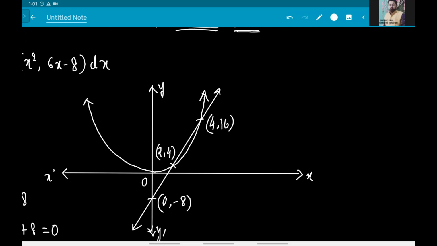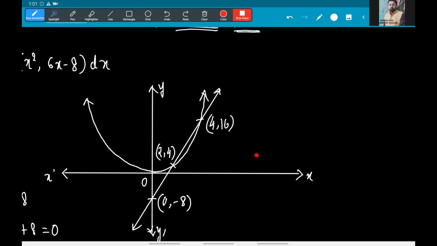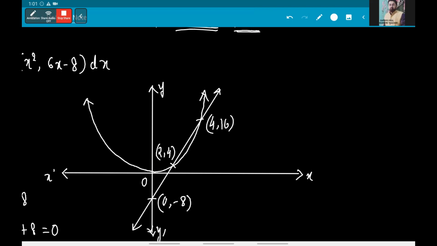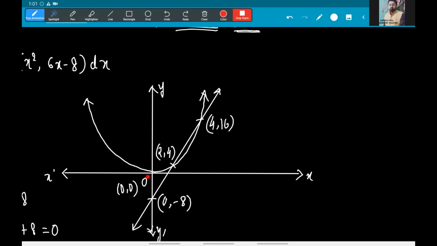Okay, now see this carefully. Here, this is the origin. That means here the coordinates are 0, 0. So you can see that from 0 to 2, just see carefully. From this point, the abscissa is 2 and this ordinate is 4. So from 0 to 2, which part is maximum among x square and 6x minus 8? Obviously, x square is maximum.